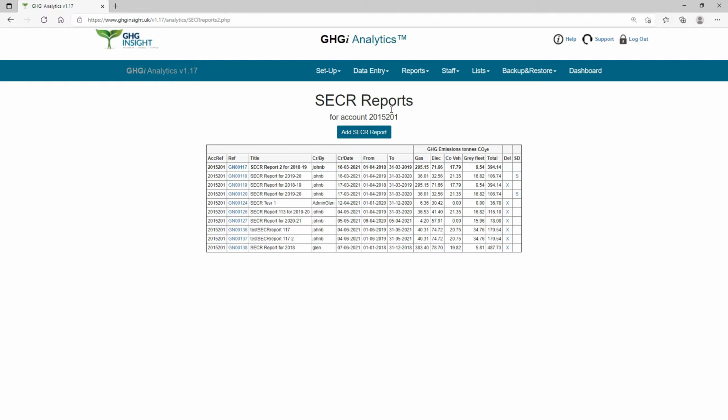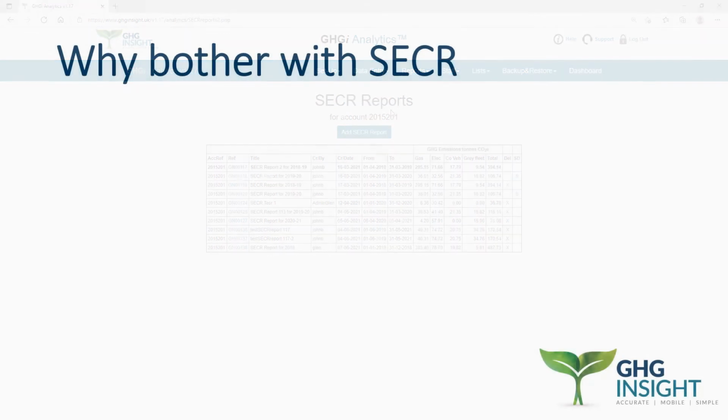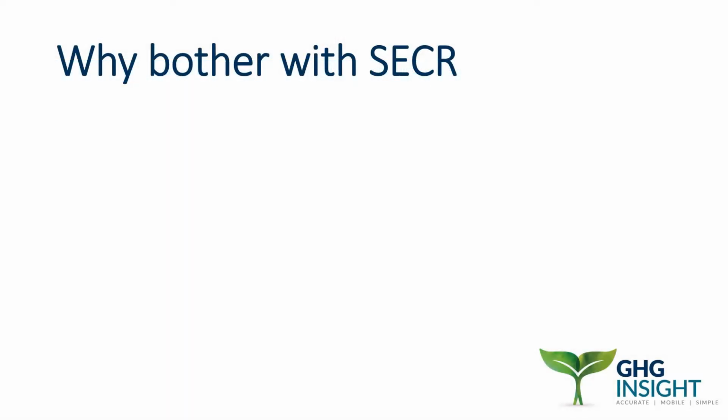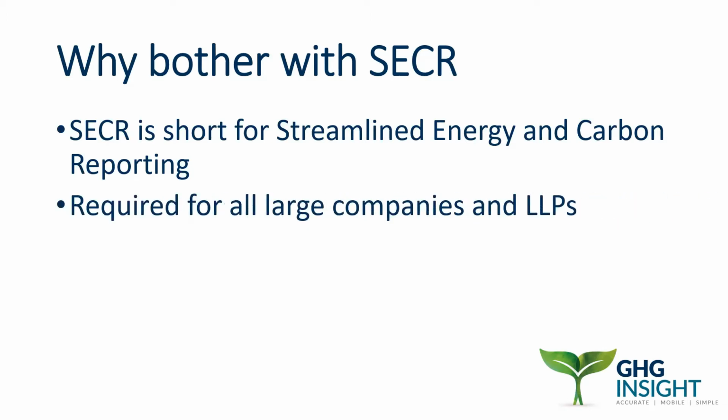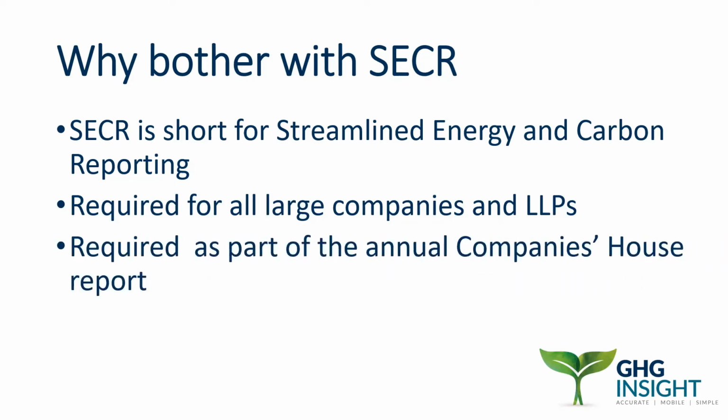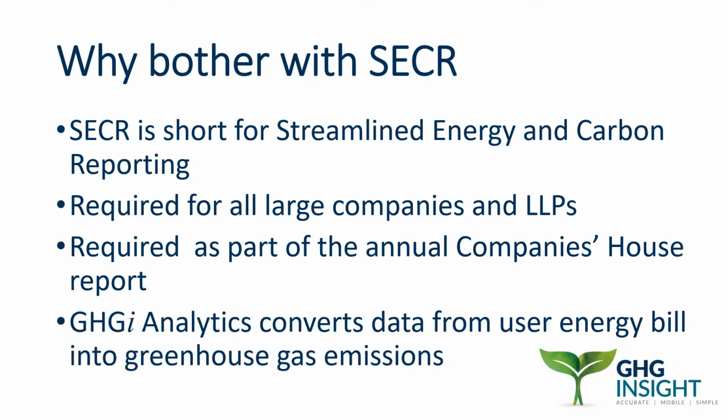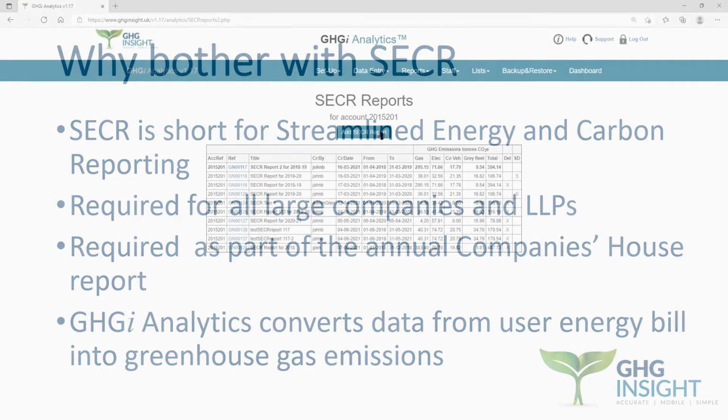We will look at how this is used in a moment, but first we will describe how one creates an SECR report and why. SECR is short for Streamlined Energy and Carbon Reporting. It is a requirement for all large companies and LLPs in the UK to include SECR in their annual accounts submitted to Companies House. The system takes the data input by users and converts it into carbon emissions using the appropriate annual government conversion factors. These emissions are then presented in the report format recommended in the SECR reporting guidelines.